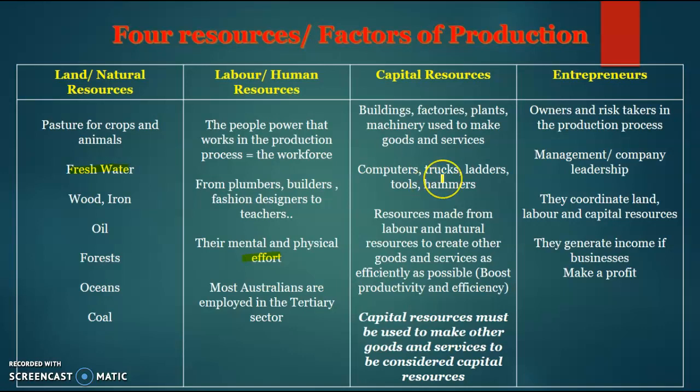Capital resources, we're talking about all the man-made stuff. So the buildings, the factories, the equipment, tractors, cars, etc., that are used to produce goods and services. It's really important to recognize that capital resources must be used to make other goods and services that are aiming to generate income. So, for example, if it's a car, but it's a car that's being sold, that's not a capital resource because it's not being used to generate production. So my car, for example, I'm not using that to generate production, so it's not a capital resource. But if we're using a car like an Uber driver or someone who's delivering pizzas, that car's being used in the production process, so therefore it's a capital resource.